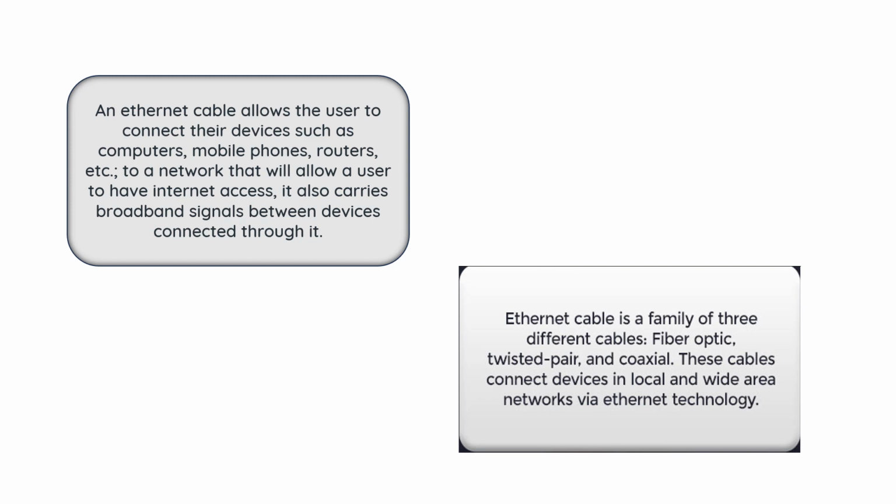This Ethernet cable is a family of three different cables: fiber optic, twisted pair, and coaxial. These cables connect devices in local and wide area networks through the Ethernet technology. That is the Ethernet, where the Ethernet is a communication protocol or a standard. And besides this Ethernet cables, fiber optic, twisted pair, and coaxial, there are two other cables like USB and crossover cables. We can see the cables one by one in this video.